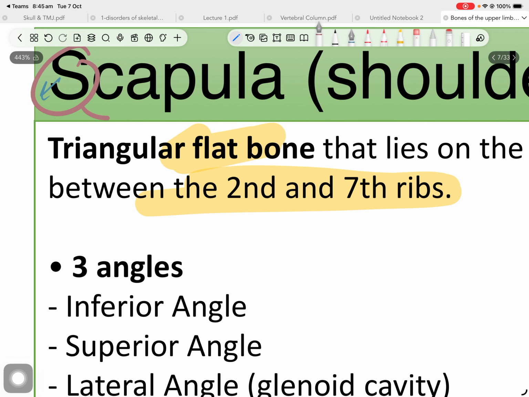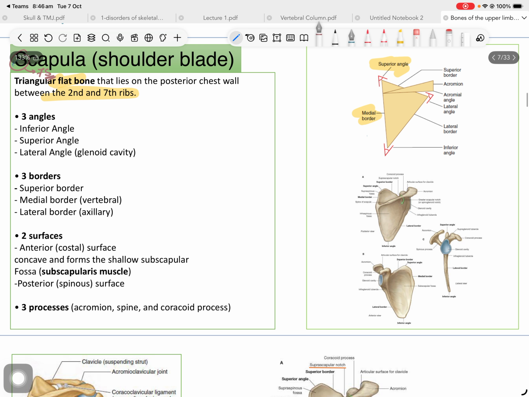So the second bone here, we have the scapula. We said it is triangular bone. It is a flat bone, and it is located from the 2nd up to 7th ribs. We said it has 3 angles, superior angle, which is located medially. I have the lateral angle, or we call it also the glenoid cavity. And finally, the inferior angle, which is palpable and located at the level of the 7th.